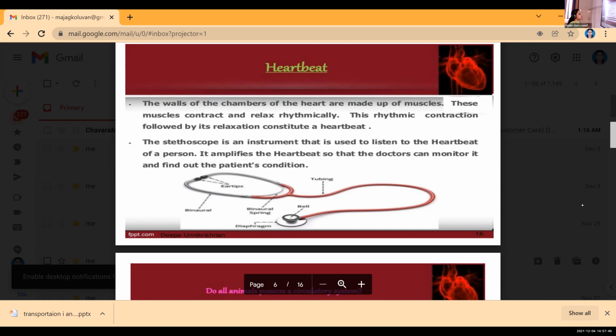Okay, children. So today we will mainly discuss the difference between pulse rate and heartbeat. From today's discussion, it is clear that both of them are not the same, they are different. What do you mean by pulse rate?